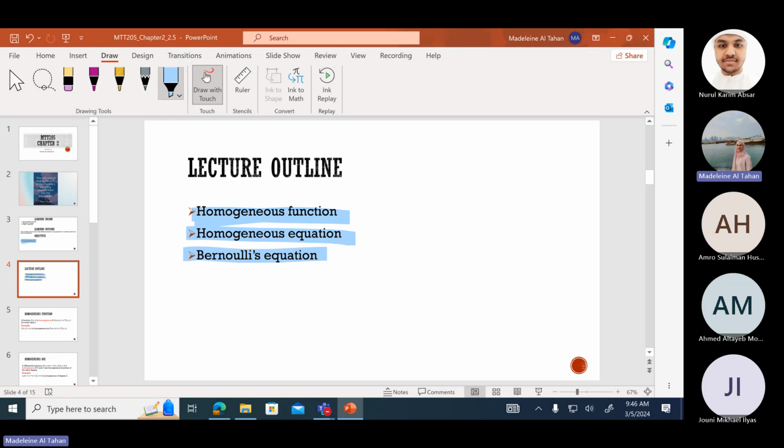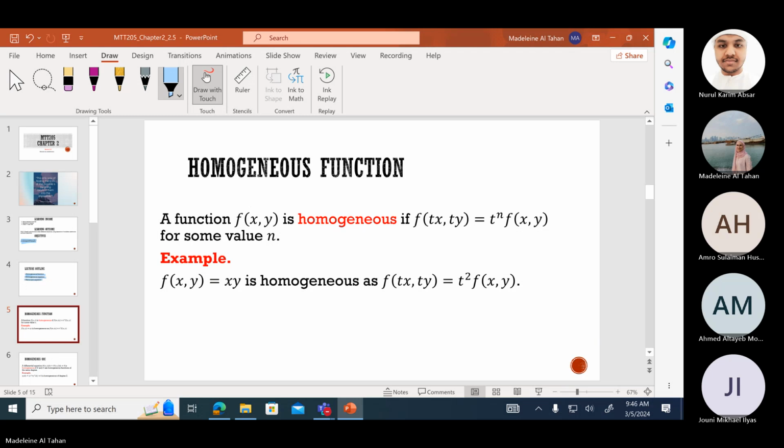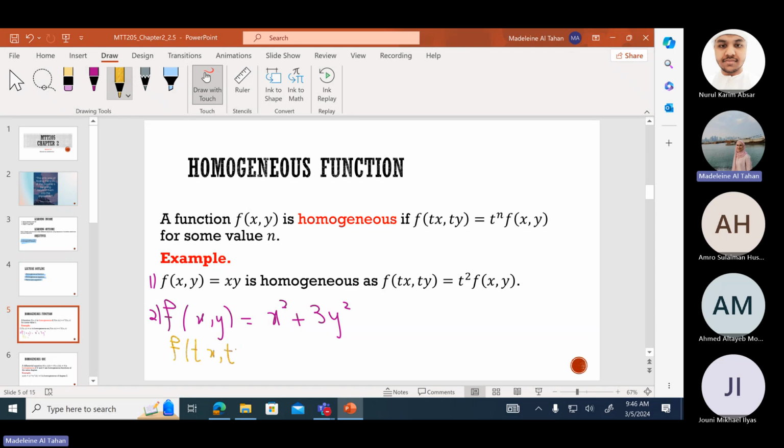Okay, so first we will define what is meant by a homogeneous function. We have a function in more than one variable, x and y. To say that it's homogeneous, if you put f(tx, ty), we will be able to get t to some power and just multiply it by f(x, y). If you look at this example, f(x, y) equals x squared plus 3y squared. So what we need to do here is to find f(tx, ty). What do we mean by tx, ty? It means that instead of x, what do we need to put? Here. And instead of y?